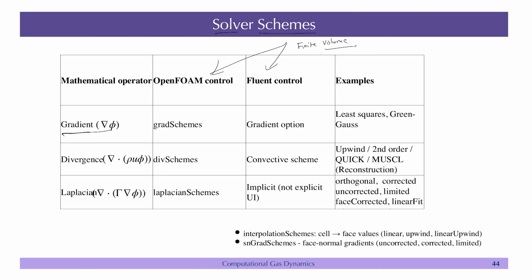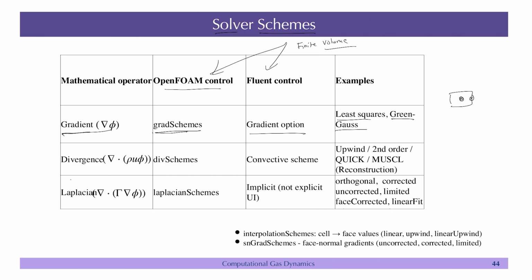In Fluent it is called the gradient option. In OpenFOAM you will have to go and modify the file. I think it is fvSchemes, where you have something called gradSchemes, and against that you have to specify what kind of scheme you want to use. Popular schemes are least squares and Green-Gauss. We discussed this when we were talking about the finite volume gradient calculation. You want to calculate the gradient at the cell center and the face center for the viscous flux. So, how do you calculate that?